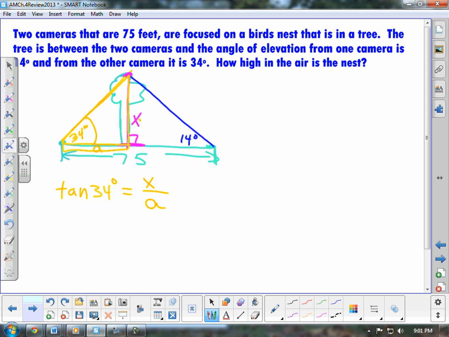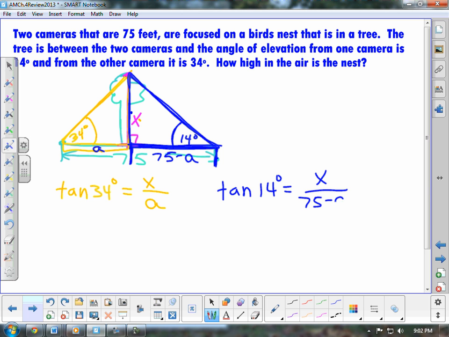Now looking at the blue triangle, same thing. You know this angle. You are trying to find that side. We are going to need to know that one. Well, if this one is a, and this whole thing is 75, then from here to there, it is 75 minus a. And so in our other triangle, we would have tangent of 14 equals x over 75 minus a.